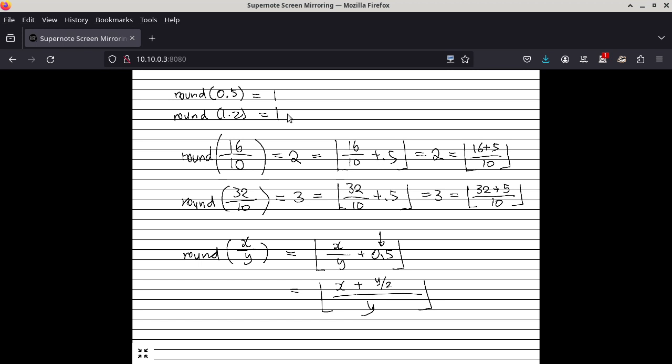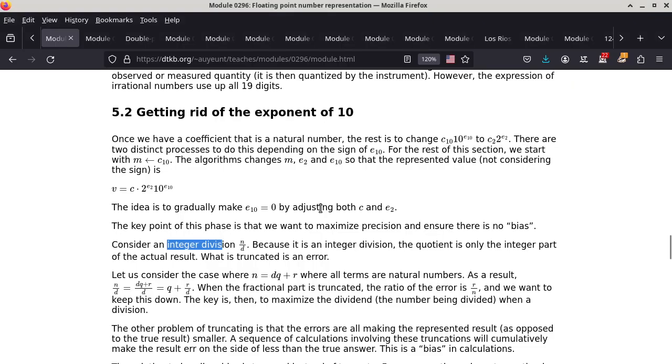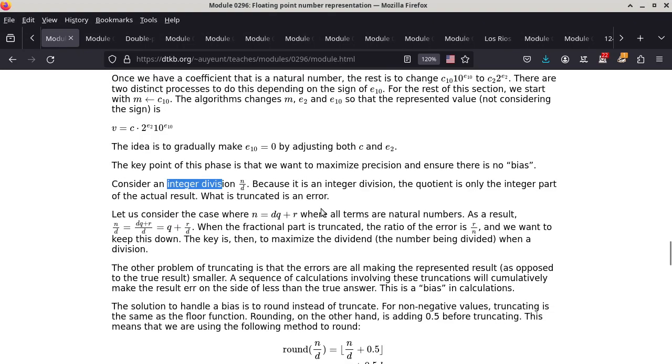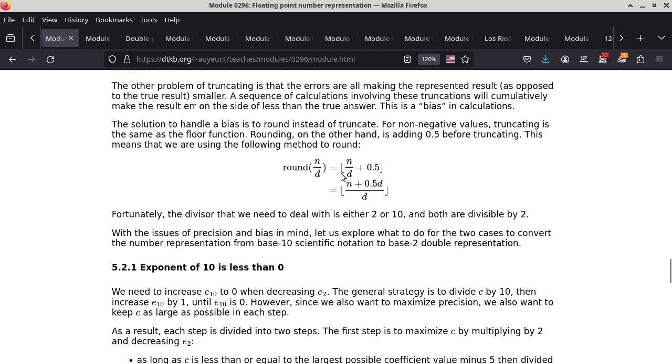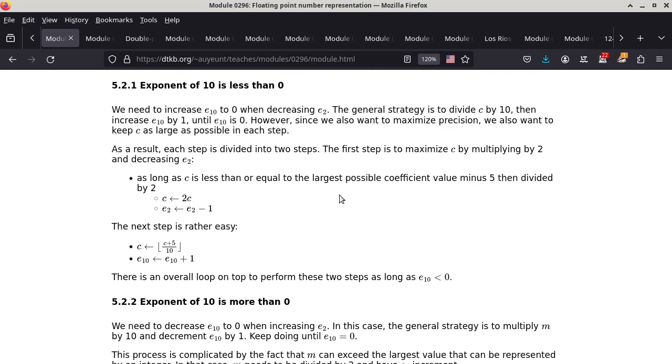So now we have all the basic building blocks to talk about how to do the actual conversion. This is all just math. So now we go back to the slide and continue to talk about how we perform that division. This is basically what I just talked about here. We are going to talk about what if the exponent of 10 is less than 0 to begin with. What do we do in those cases? Okay, so I have to give you an example.